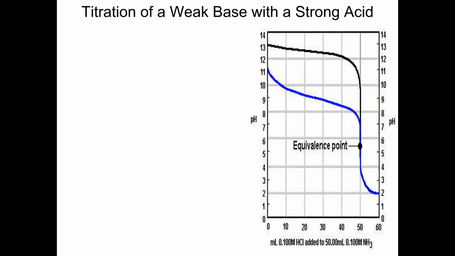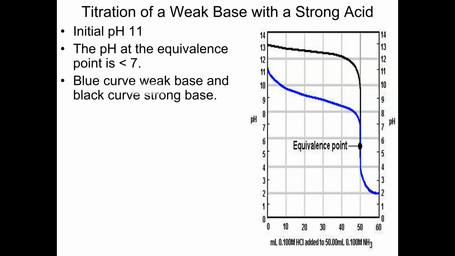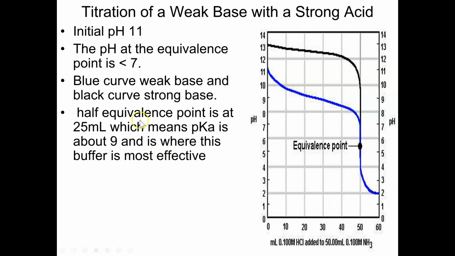Okay, so now you have two different ones. You can see the top one's a strong base, the bottom one's a weak base. It's because of where the starting points are. You can see you're adding a strong acid because your pH ends around 2, which is what you expect. Equivalence points below 7. Half equivalence point for the blue line is going to be half of 50, 25. It's right around there. So your pKa is around 9.